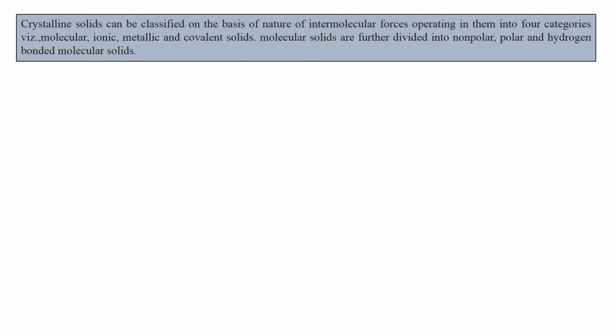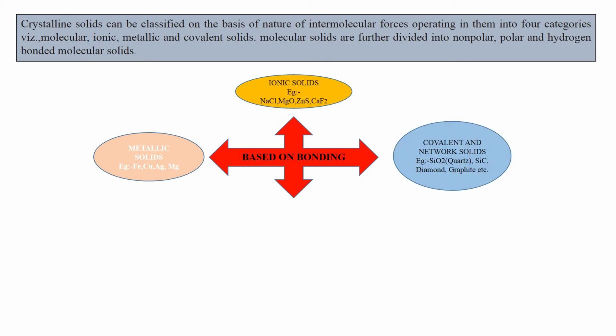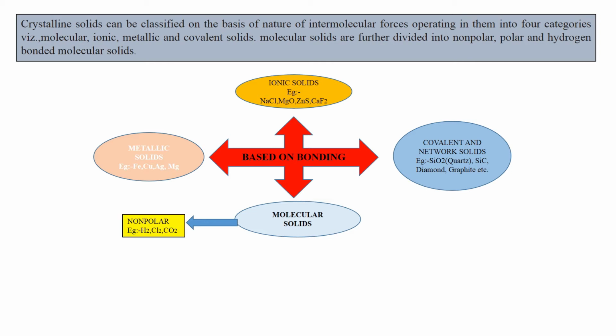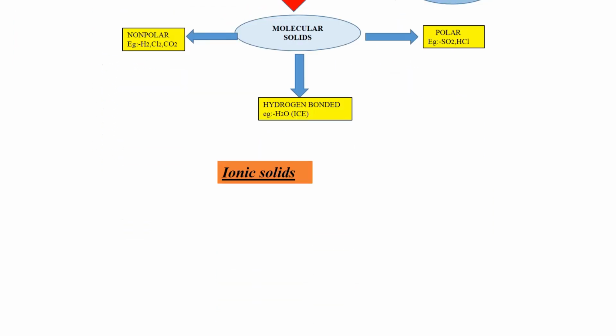And now crystalline solids are classified into four groups: first of all ionic solids, metallic solids, covalent solids and molecular solids. Molecular solids are further divided into non-polar, polar and hydrogen bonded solids. Now, ionic solids.